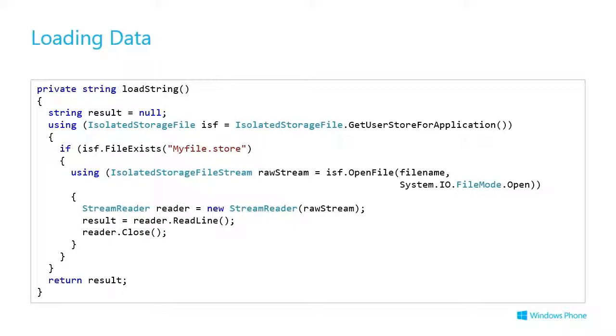So again, with isolated storage, you're still going to do the same thing. You'll do the using for the IsolatedStorageFile. Then we'll do good defensive programming and test to see if this file exists first before trying to do anything with it. And then once we've seen that in fact it is there, then we'll open the file. And then we use the StreamReader and read the text right out of it. So pretty simple stuff there.